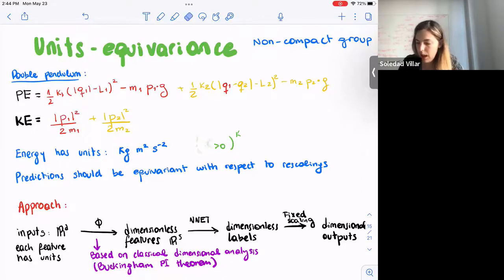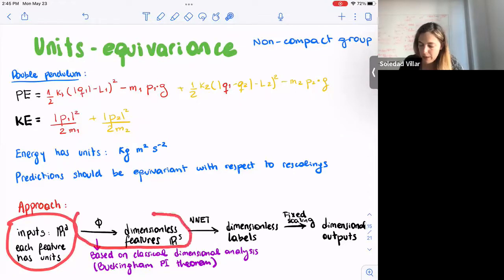And that you can enforce in the definition of your model. So how do you do that? Well, there is a classical theory in dimensional analysis, and the main theorem is called the Buckingham-Pi theorem, that says that if you want to express a function that is unit equivariant, then the way that you can do it is by taking your input features and then making a transformation that makes them dimensionless.